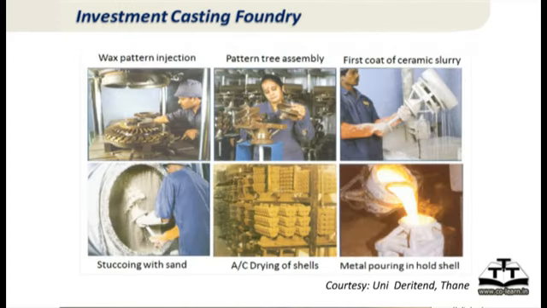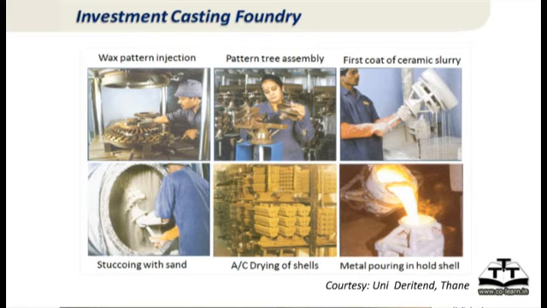Here is an actual investment casting foundry. This is called Unidirectant foundry, which is in Thane near Mumbai itself. In this foundry, you can see the first station, where wax patterns are being injected in an injection mold. Then you take the big sprue, like a cup, what you see in the picture here, and what this woman is doing is gluing the impellers around the sprue.